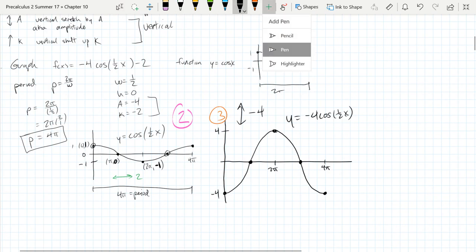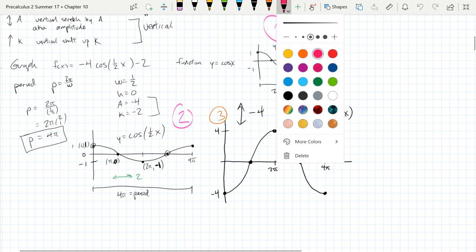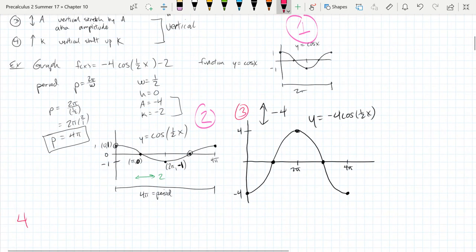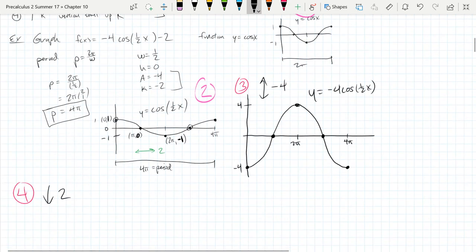All right, last step, we are going to apply the last transformation. And let's get that pink out. So that was 3. So now we're on step 4. This is the last transformation we're doing. That negative 2 is a shift down 2. So we're going to take each y value and shift it down 2. It's going to go down 2, down 2, and 0 is also going to go down 2.